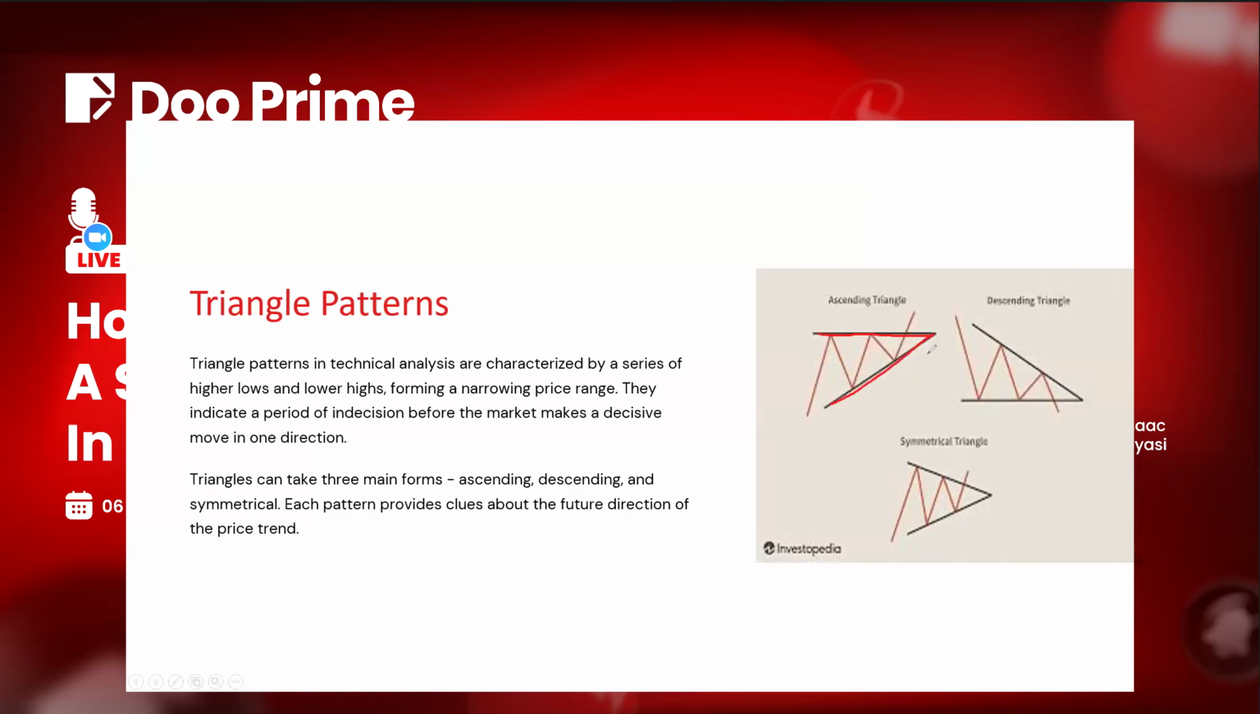Then we have descending. This type of triangle, the bottom is flat. All right. And then we squeeze it like this. Most of the time, it goes down. Then we have the symmetrical triangle. This triangle is like this. It can go up, it can go down. In fact, triangles have no directions. That is why I don't trade them.